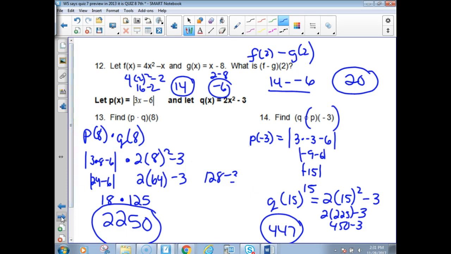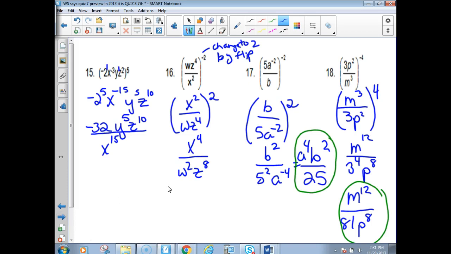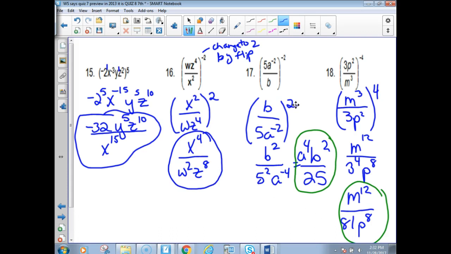Okay. Continuing, what happened here? There we go. All right, in this section, the final answers. Make sure I circled them. So anything here you want me to start from scratch? 15.